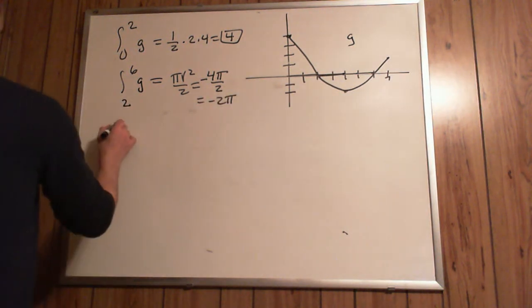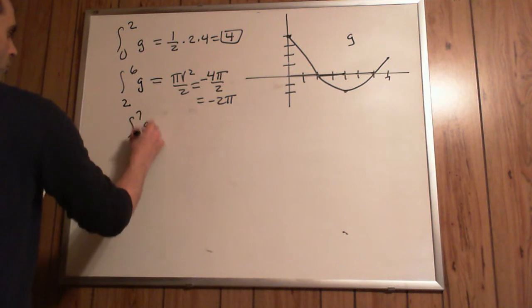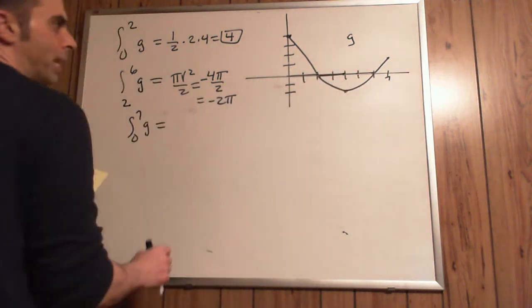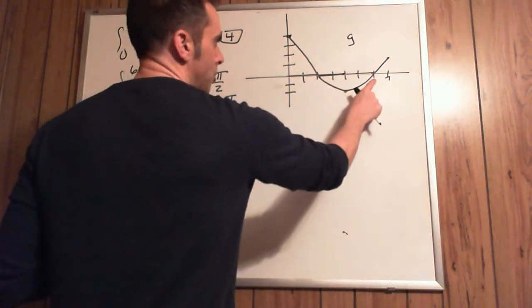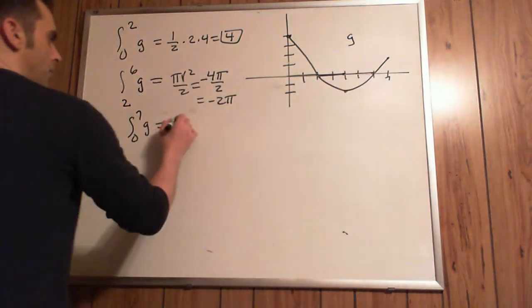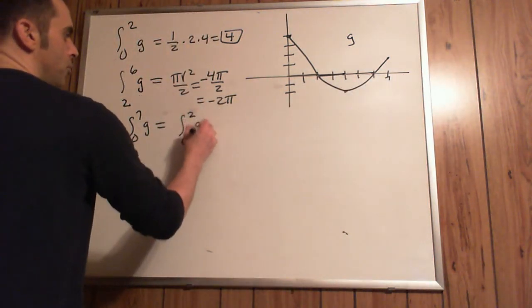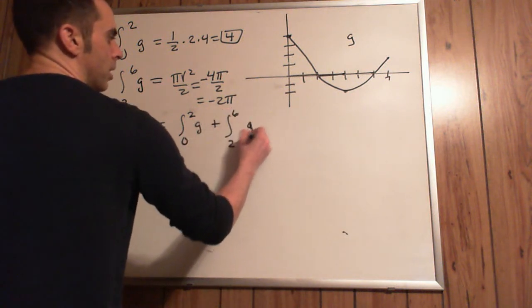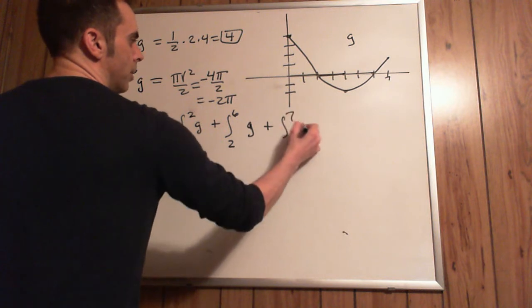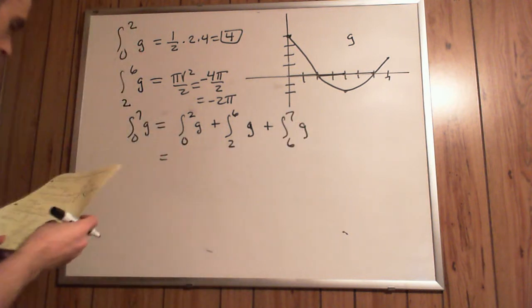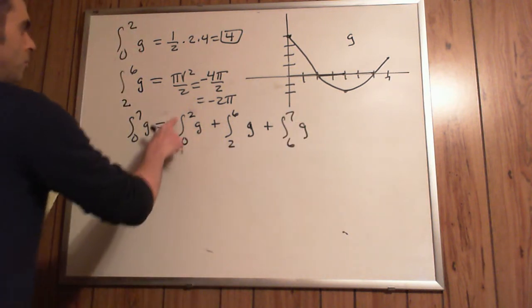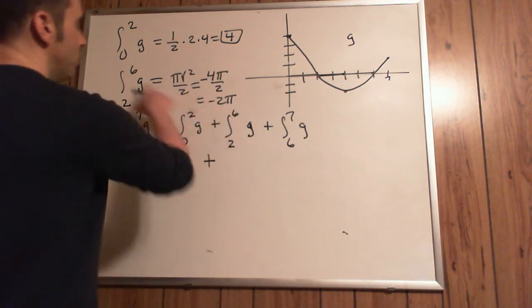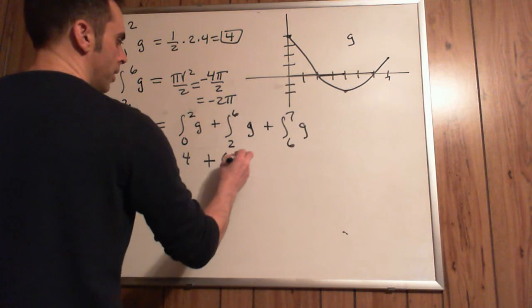In part C, 0 to 7 of g. So that's the whole thing. We have to break it up every time it passes through the x-axis. So that would be equal to 0 to 2 of g, plus 2 to 6 of g, plus 6 to 7 of g at x dx. And we can use the answers from the previous parts. 0 to 2 of g is 4. 2 to 6 from the previous part is -2 pi.